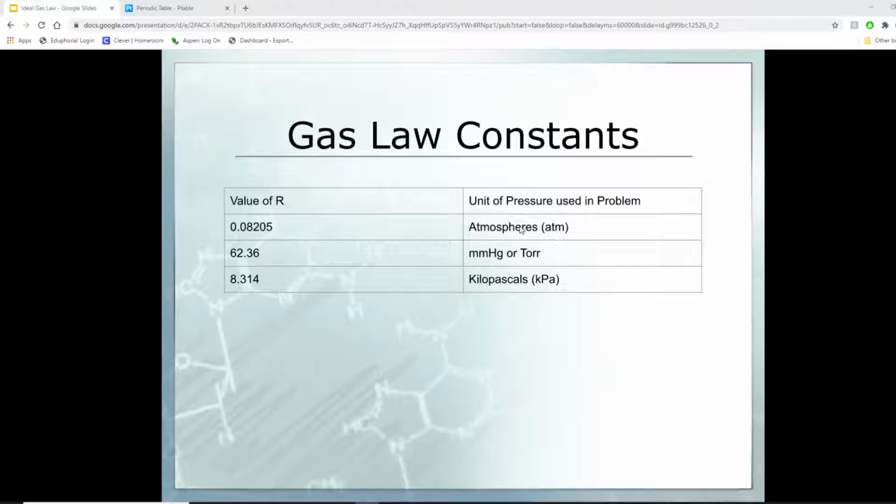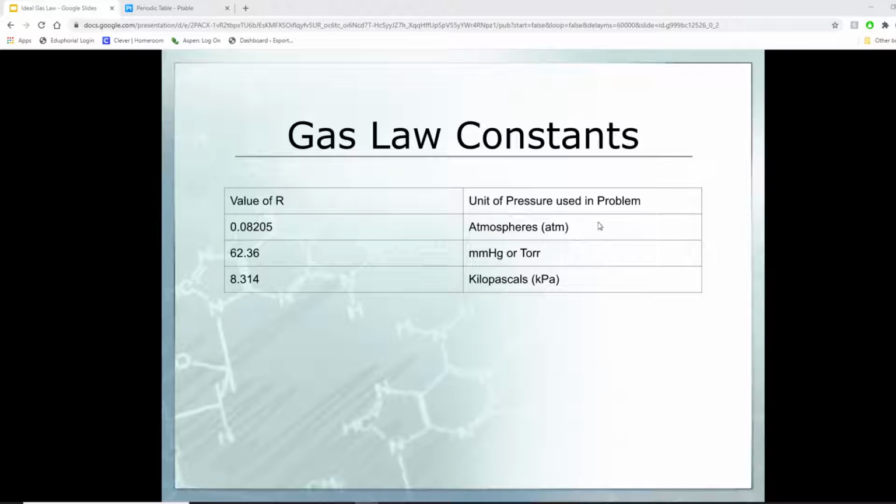All right, so this is your little table that has the different values of R that you're going to be plugging in based on what unit of pressure you're using for the problem. When you're doing your homework, you might want to keep this slide handy so you can look back at it and figure out which value of R you're going to use, at least until you get the hang of it and can remember which one goes with which. And when you have your test on it, I will give you these values. You don't have to memorize them.